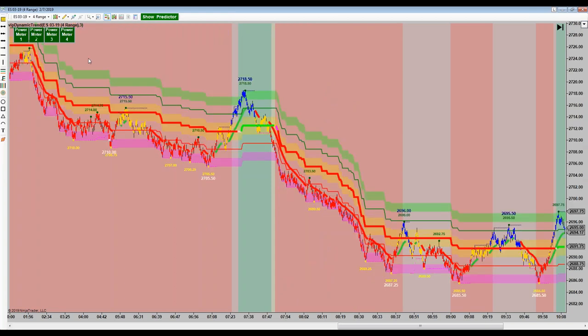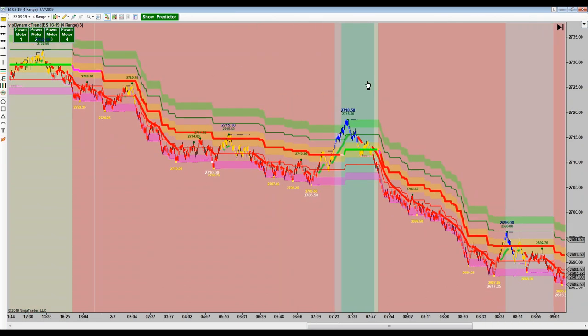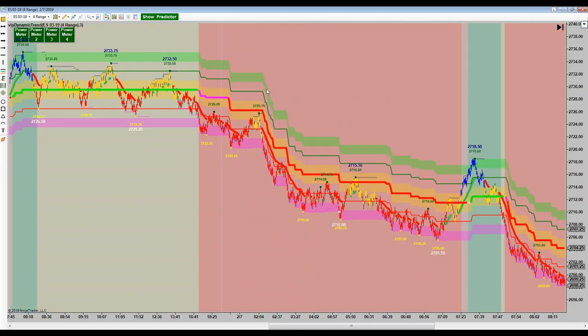This data feed is running into a four-range chart where we have what's called the Viper indicators running, which are, of course, the background colors, the bar colors, the power meters here, which show the trend, predictors, the swing levels, and then the elephant in the room, of course, is the bands.